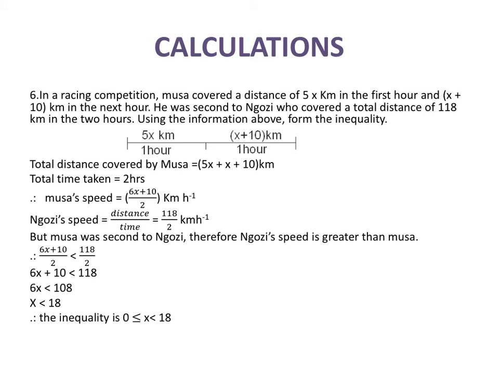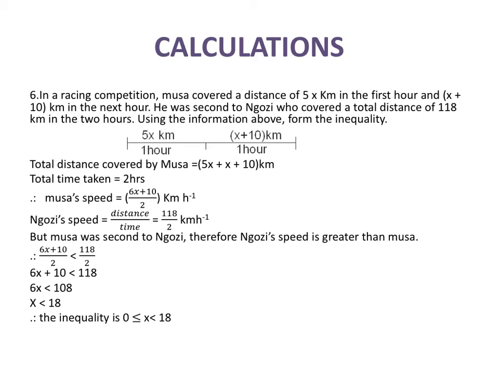In a racing competition, Musa covered a distance of 5x kilometers in the first hour and x plus 10 kilometers in the next hour. He was second to Ngozi, who covered a total distance of 118 kilometers in the 2 hours. Using the information above, form the inequality.